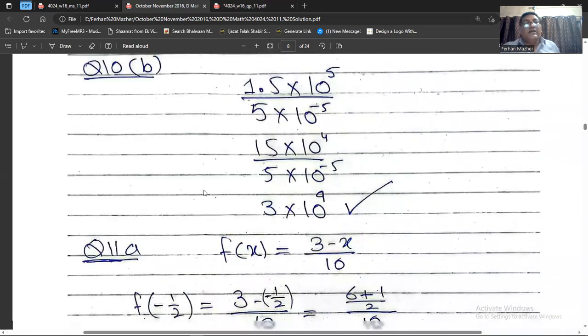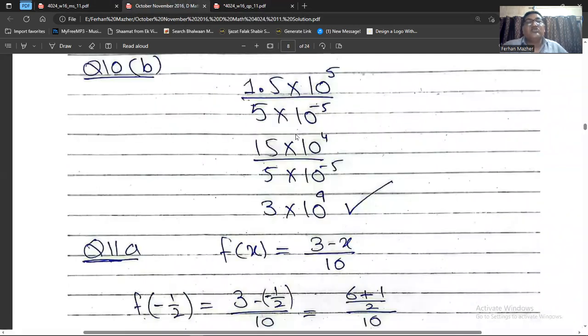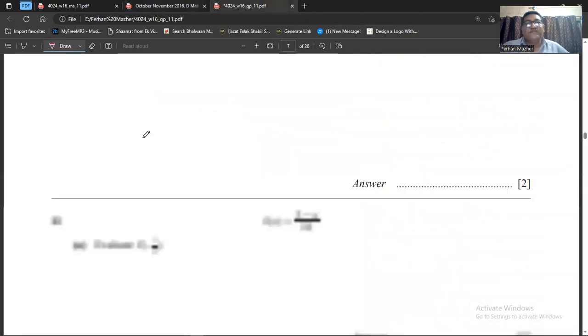So here I will write 15 × 10^4 divided by 5 × 10^5. So 5 and 15 will be cancelled, and 10 to the power 4 minus 5. So it will become 3 × 10^-1. 3 × 10^-1 is the right answer, sir. This is the solution of question number 10, B part. You can pause the video if you need more time with this solution.